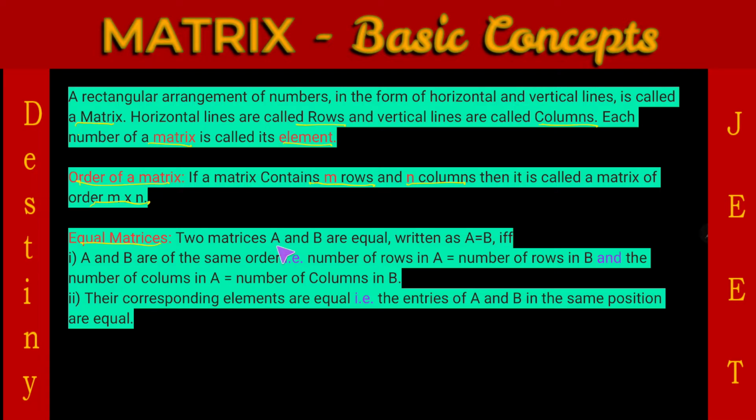Two matrices, suppose A and B, are called equal and are written as A is equal to B if and only if, number one, A and B are of the same order. Same order means the number of rows in A will be equal to the number of rows in B, as well as the number of columns in A will be equal to the number of columns in B. Second, their corresponding elements are equal. That is, the entries of A and B in the same position are equal.